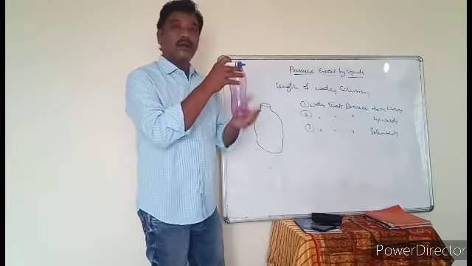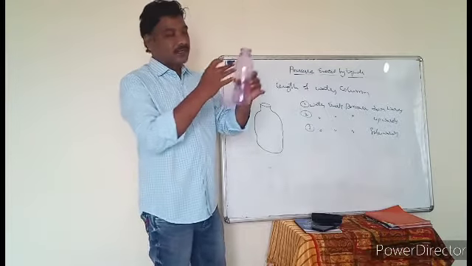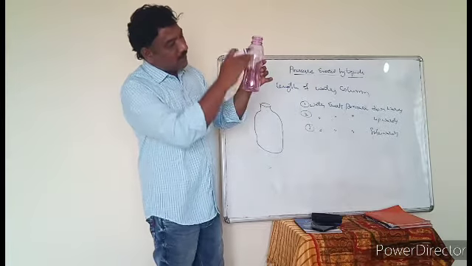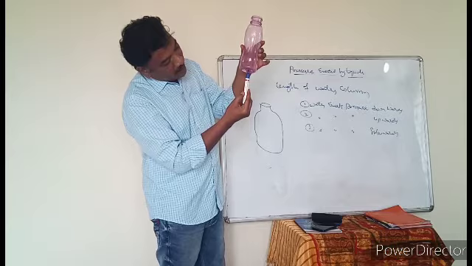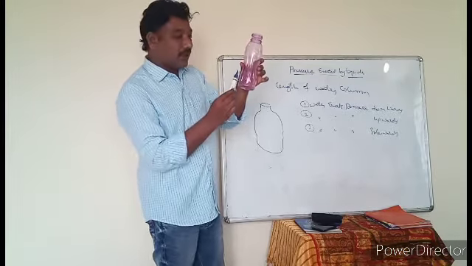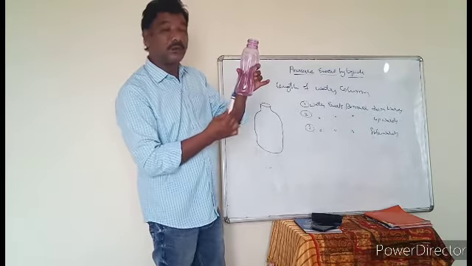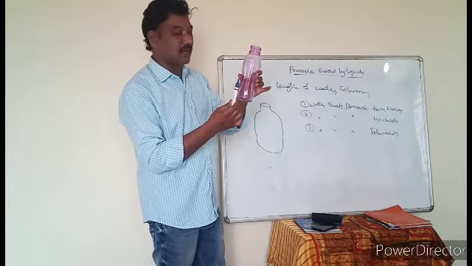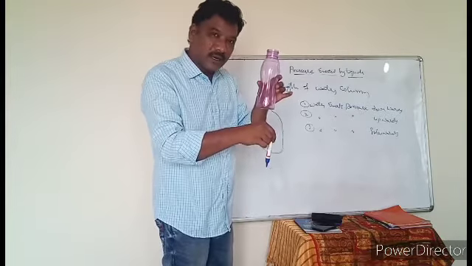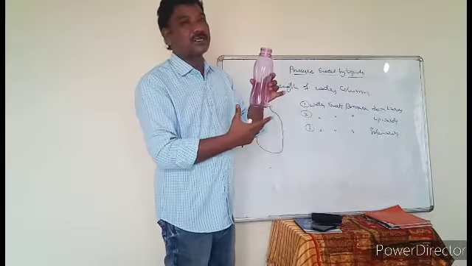Because see here, water is exerting pressure to the sides of the water bottle. If the water exerts pressure only downwards, then when we make the hole here at the bottom, only the water should come out. But here the water is coming out from the sides of the water bottle also. That means water is not only exerting pressure in the downward direction, water is also exerting pressure sidewards.